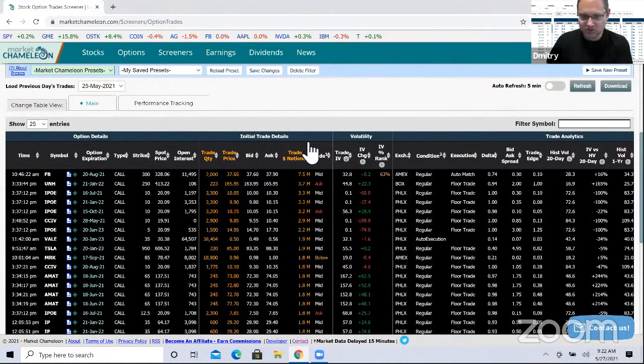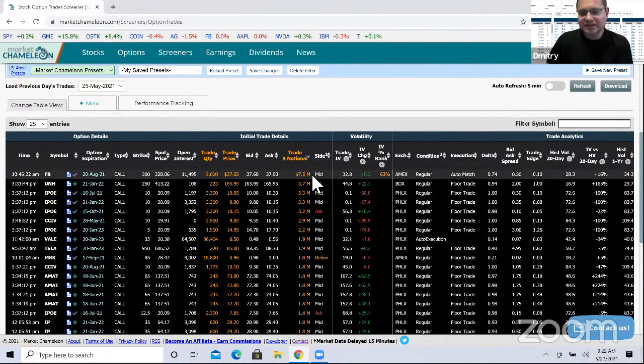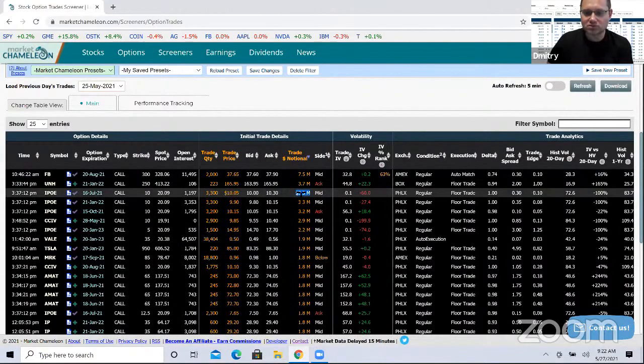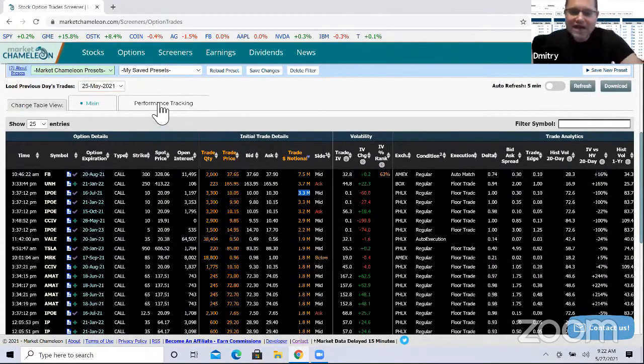All right, so here's Facebook, $7.5 million worth of these options traded. So 2,000 options, $37.65. The strike price was 300. The stock was 328. So you can see that's a pretty big trade in notional terms. So let's see what happened to these trades.